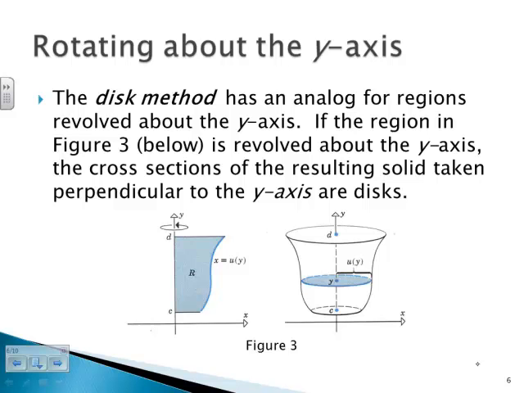The disk method has an analog for regions revolved about the y-axis. If you recall from the previous example, the region was revolved about the x-axis. But in this case, if the region in figure 3 is revolved about the y-axis, the solid that is generated will have circular cross-sections that are perpendicular to the y-axis. In this case, our circular cross-section has a radius u of y.